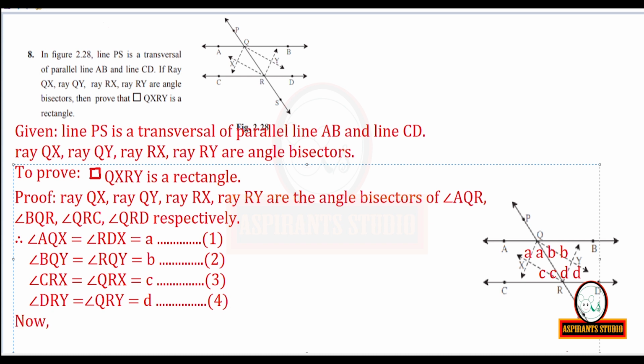Now look at the figure. You have angle AQR and angle BQR formed in the same straight line. They are angles in linear pair. You all know angles in linear pair are supplementary. So the sum of the measures of the angles will be 180 degrees. So measure of angle AQR plus measure of angle BQR is equal to 180 degrees. You have to write the reason: angles in linear pair.